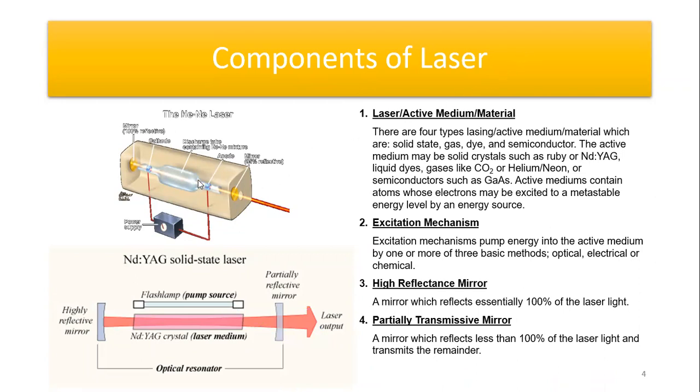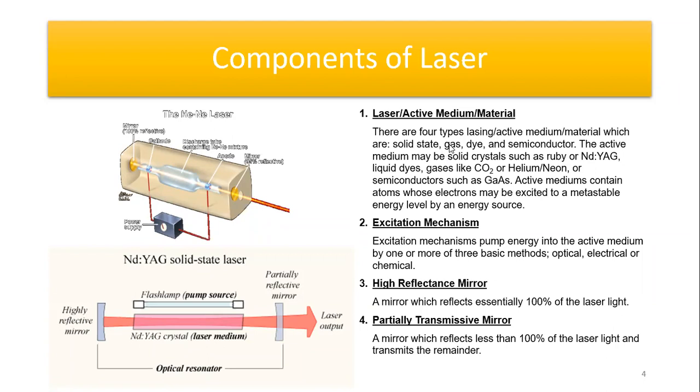So looking at the components of the laser system itself, you have something like this. This is a helium neon laser system. So you have a laser active medium material, a lasing material itself, and this can be of four types. It can be solid state, like a crystal such as ruby. It can be a gas, CO2.